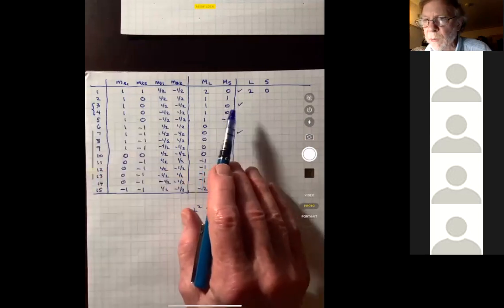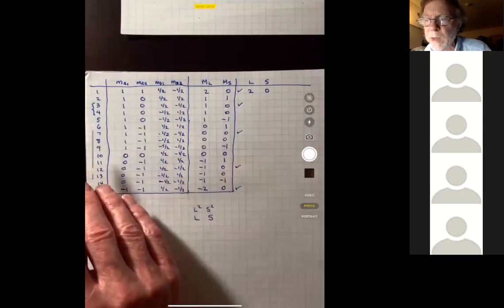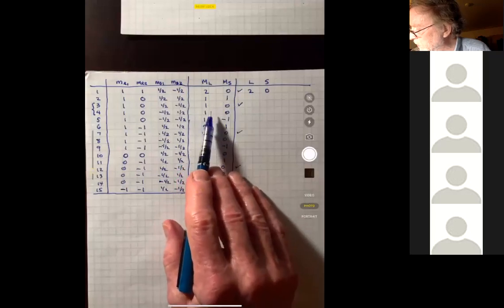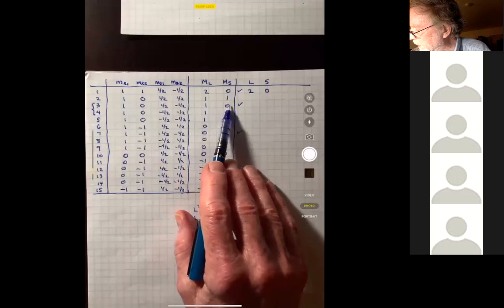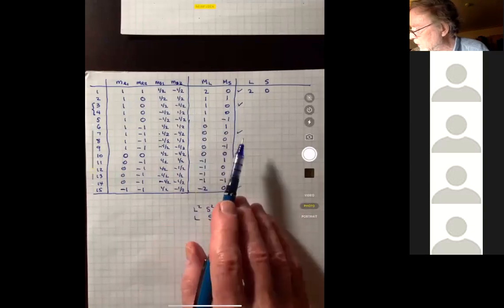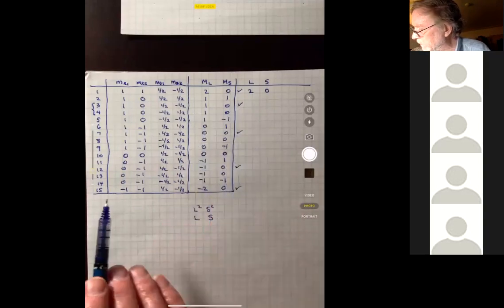But the checking it off is a way of just counting dimensions. What it means is there's a 2-dimensional subspace in which the quantum numbers are ML and MS equals 1 and 0. And we have now taken up one of the dimensions of that 2-dimensional space. That's what that check means here. And similarly for these other checks.